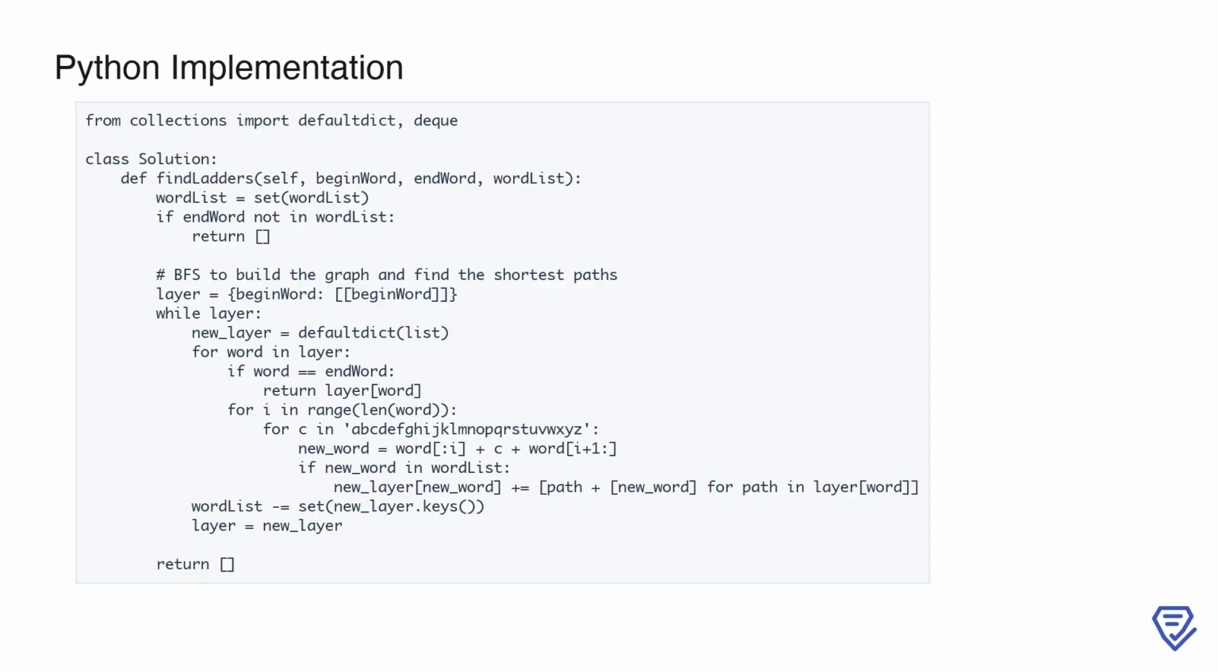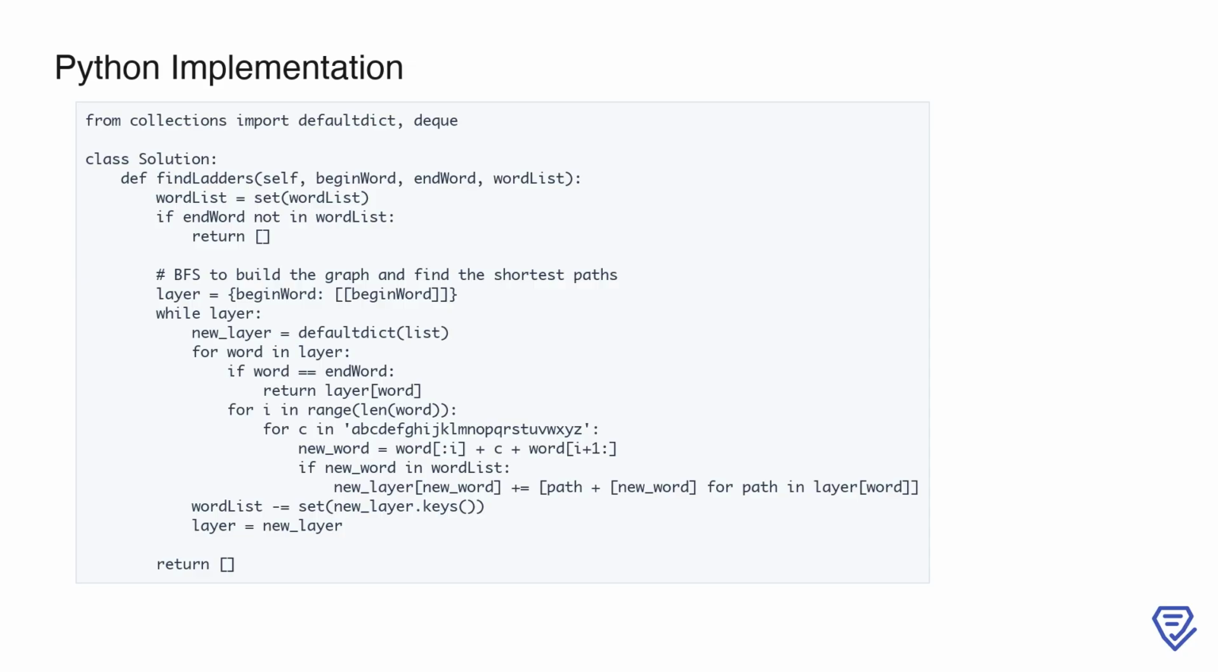If the end word is not in the set, we can return an empty list immediately since no transformation is possible. We initialize layer as a dictionary where keys are words and values are lists of paths leading to those words. It starts with the begin word as the key and a path containing only itself. A while loop processes layer level by level. For each word in the current layer, we check if it matches the end word. If so, we return the associated paths since we have found the shortest transformation sequences.